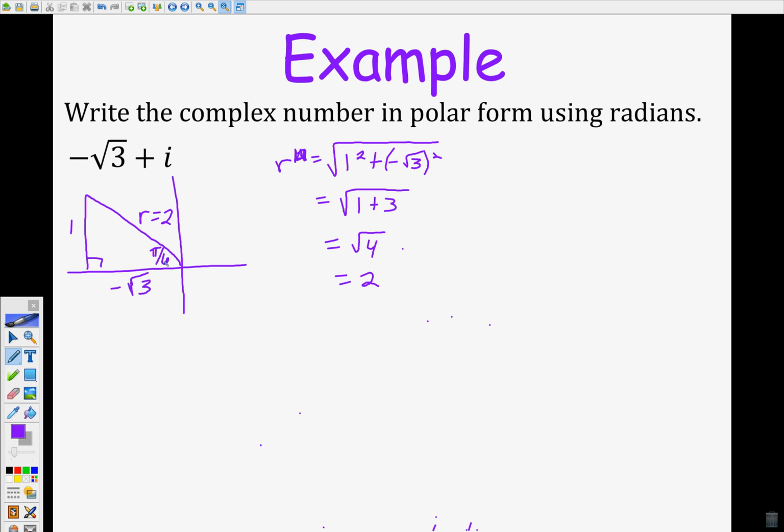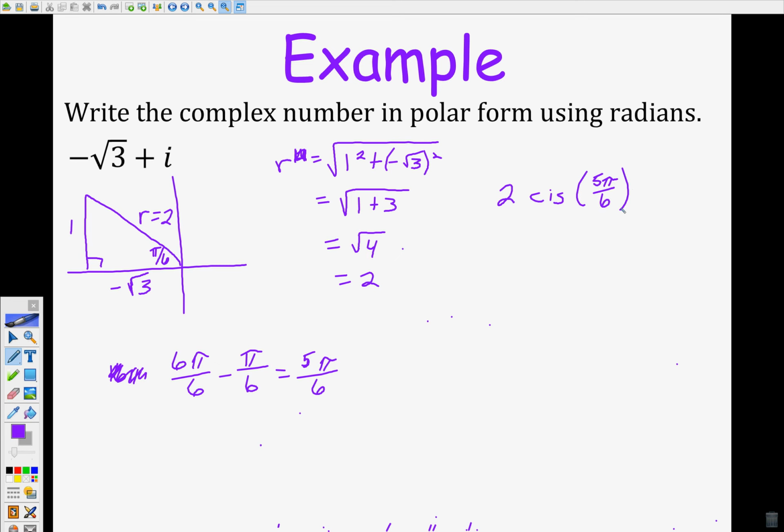And I can say that 2 cis, remember that's cosine and sine, and my angle, oh, what is my angle? Let's see. All the way over here, 180 would be 6 pi over 6. But I'm not going all that way. I'm taking off the pi over 6. So my angle should be 5 pi over 6. So cis of 5 pi over 6.